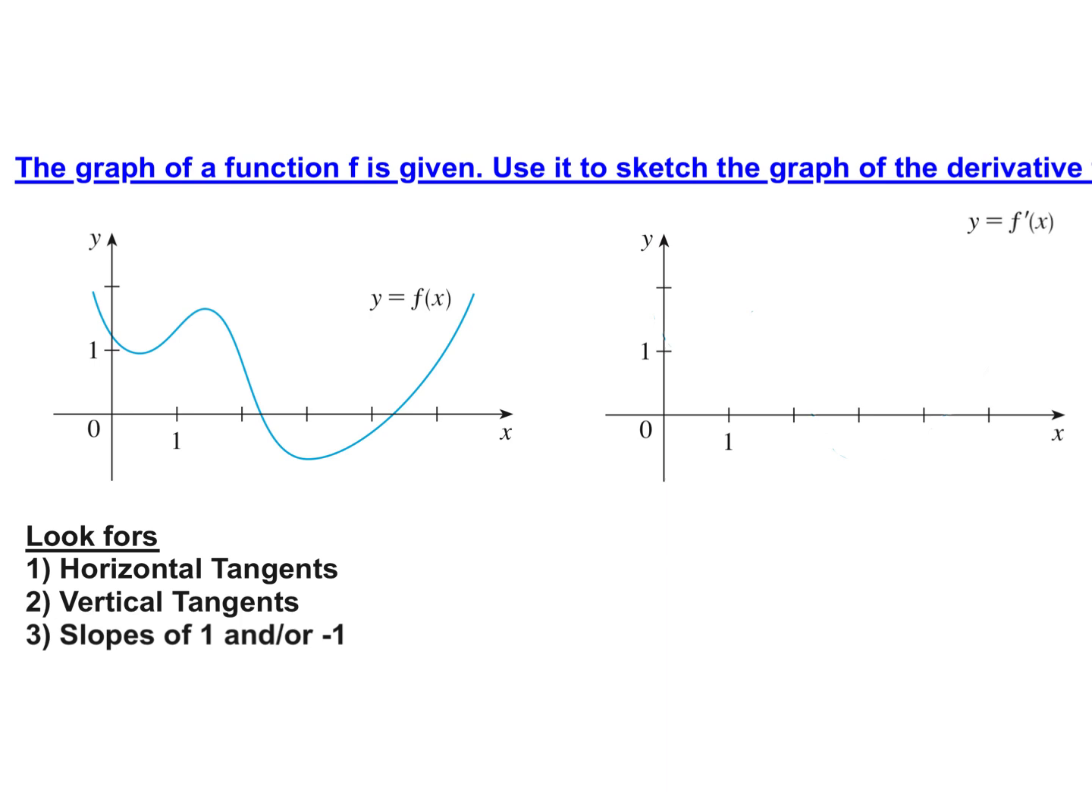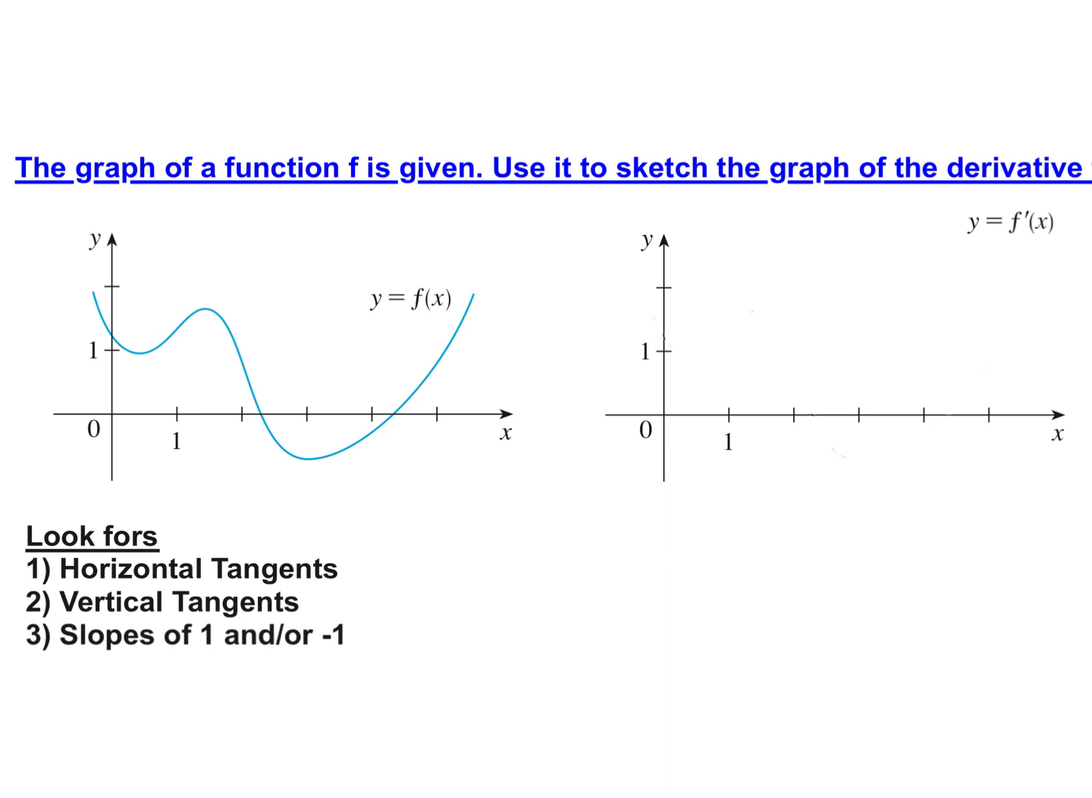All right. And then the slopes of 1 and -1, I like to look for those because to me those are the easiest ones. We know that when a line has a slope of 1, it's like a 45-degree angle, right? And then when the slope is -1, we just flip that line and it's going the opposite direction.